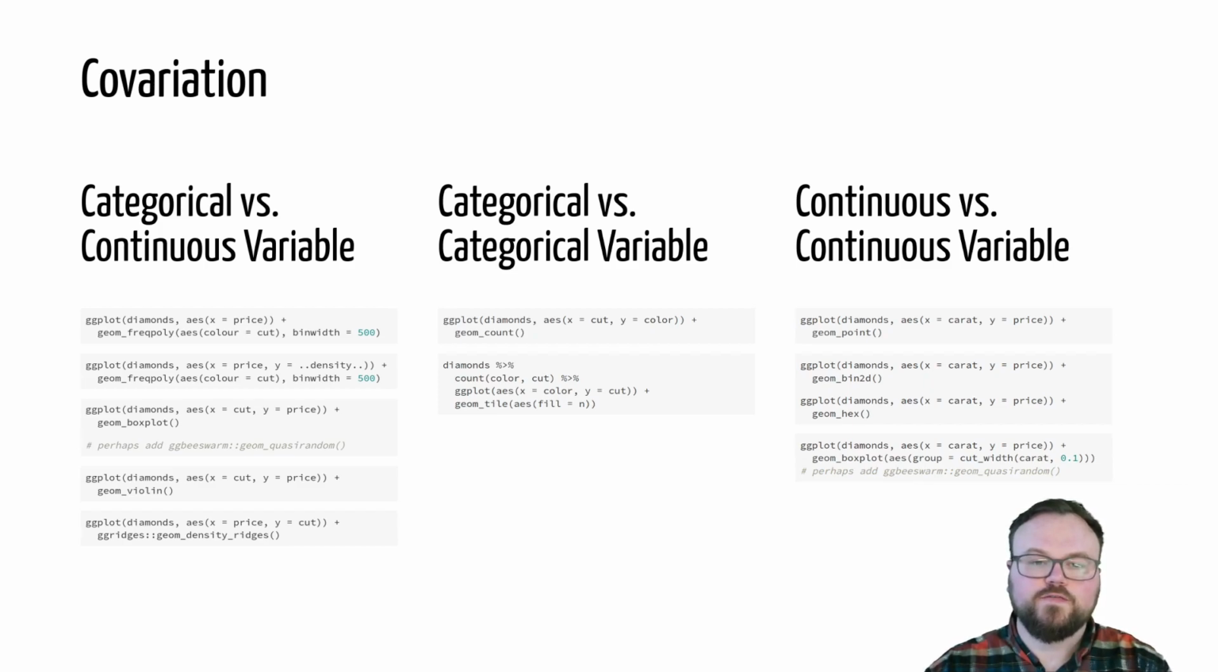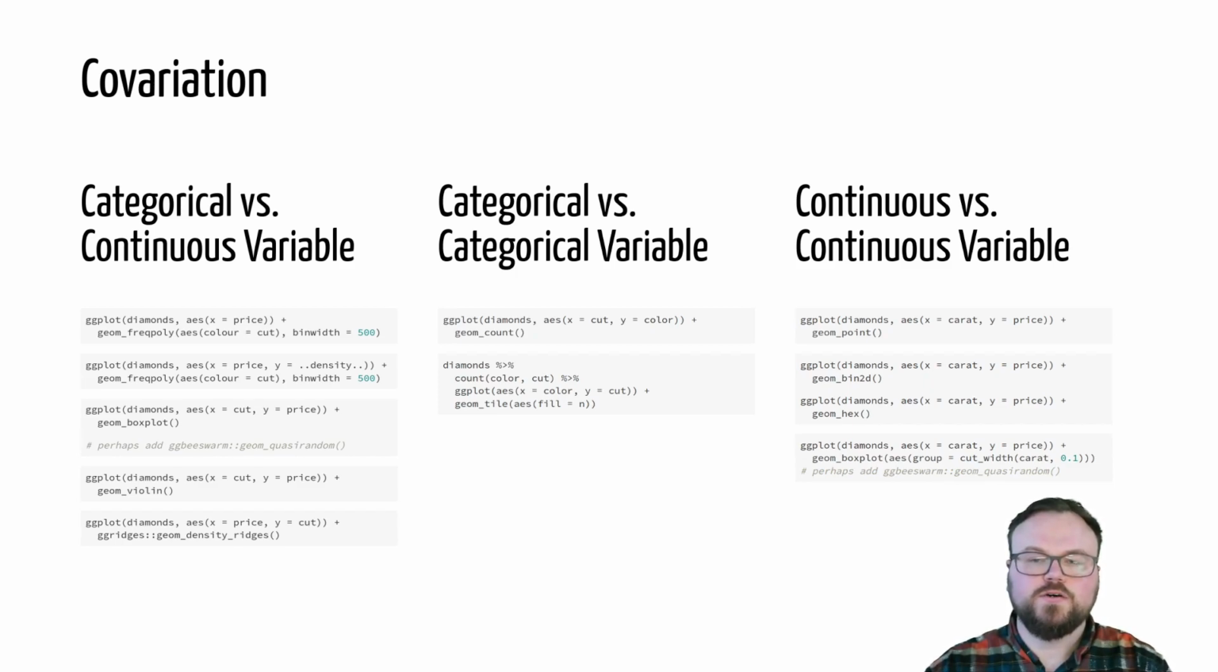Then next we have categorical variables versus categorical variables. In this case, we have the cut of a diamond versus its color, and we can use a special geom called geom_count to visualize how often each of the categories are used together. Maybe a better option is to use a so-called heat map, which we can do with geom_tile, and we will look at this later on.